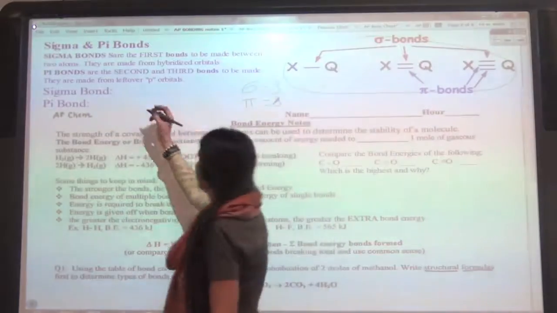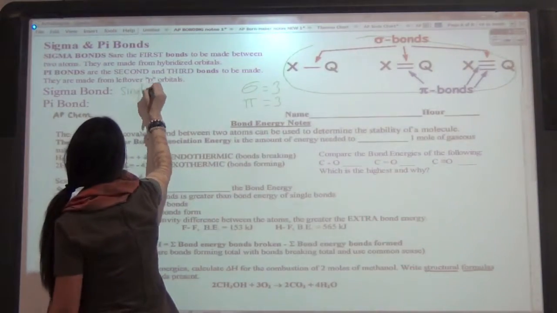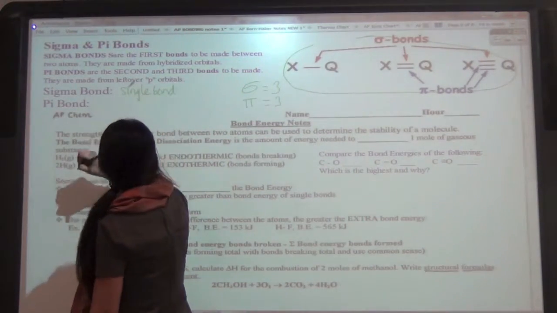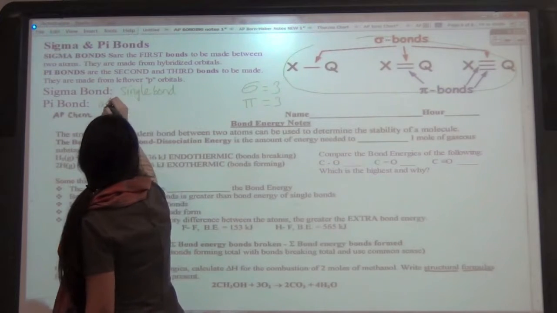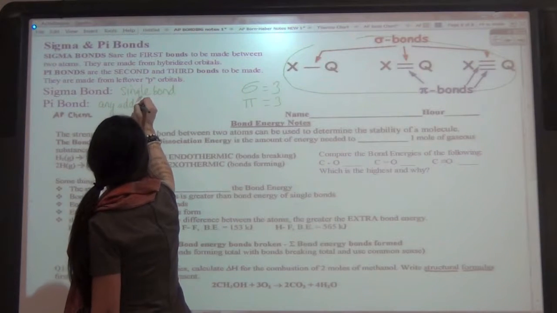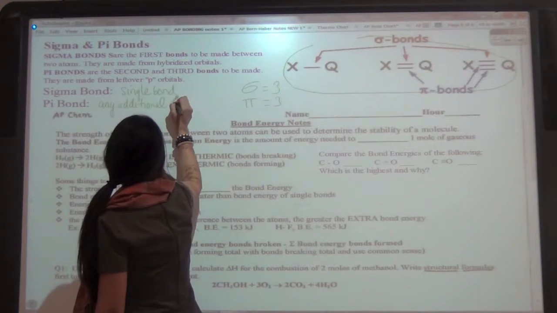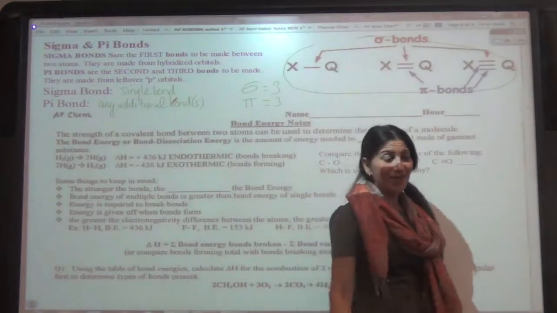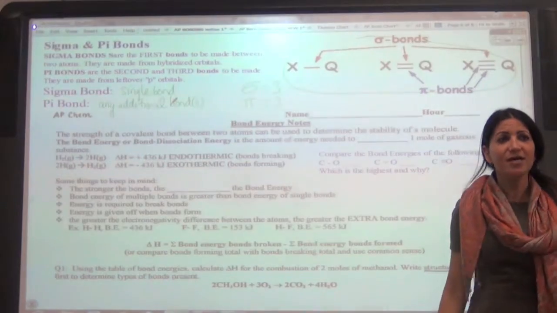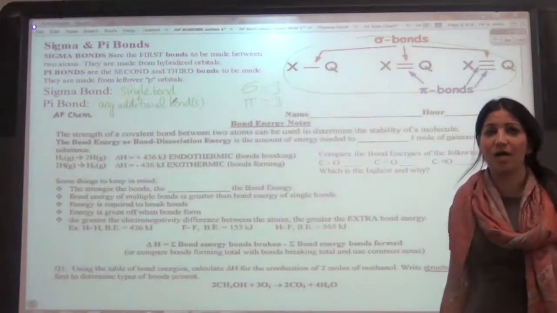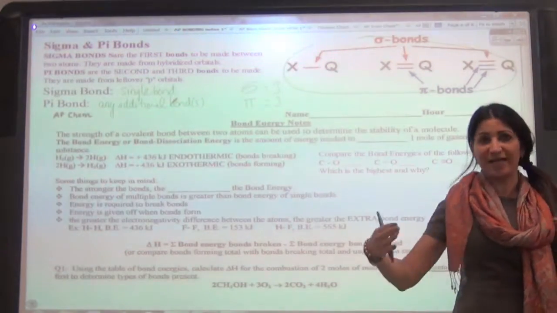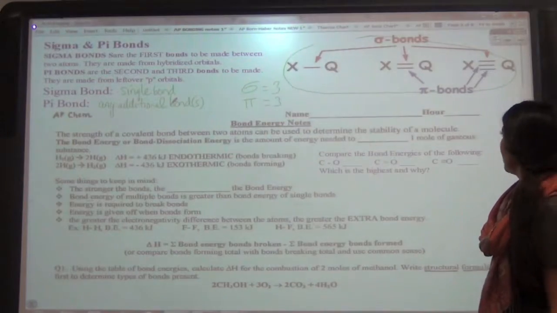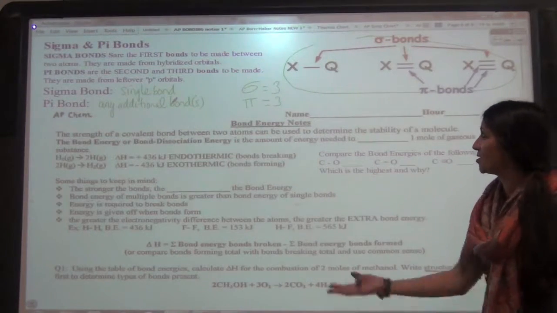So a sigma bond, again, is simply a single bond. That's all you really need to know here. And a pi bond is any additional bond. Okay? Any additional bond, and in parentheses, I'm going to say bonds, because it can be two or it can be three, whether you have a double or a triple bond, you can have a second or the third bond. Okay, that's basically it.